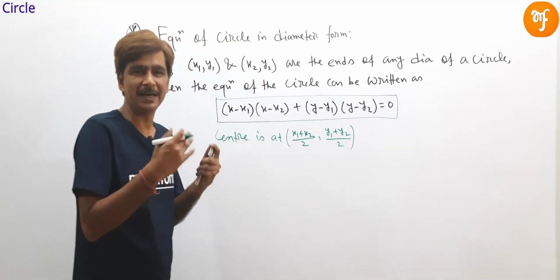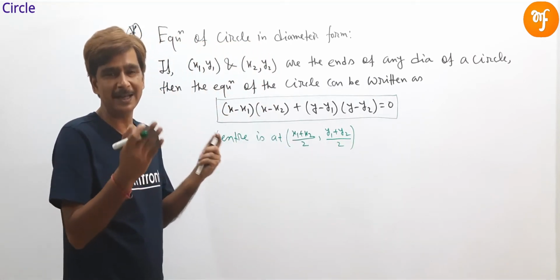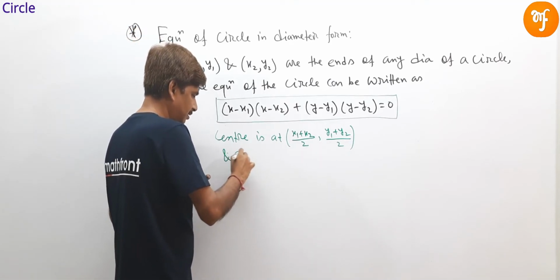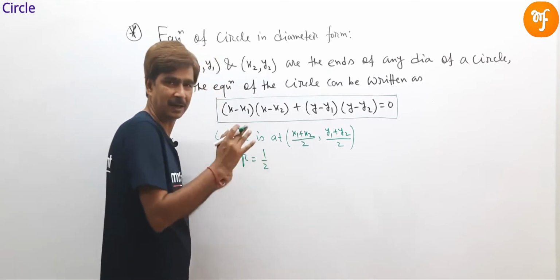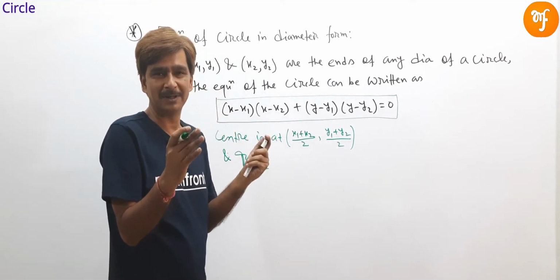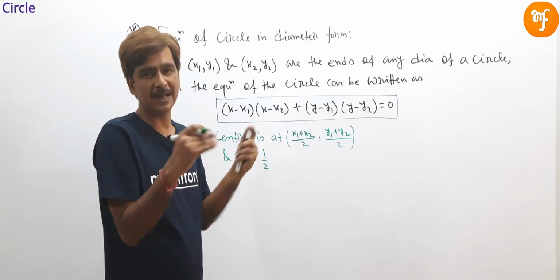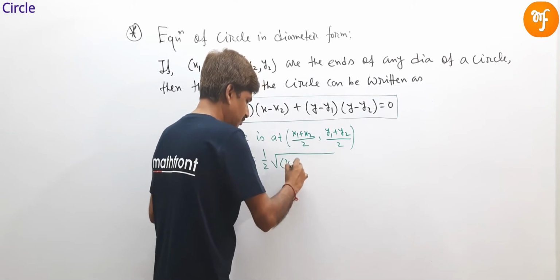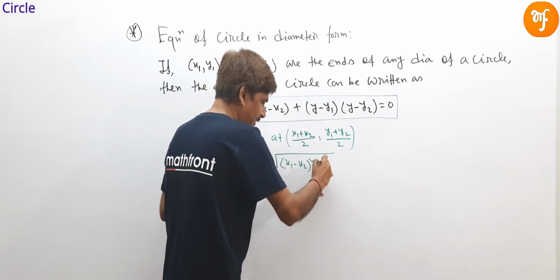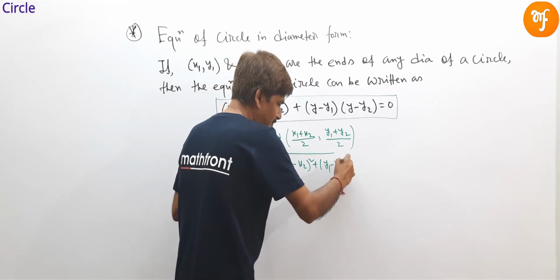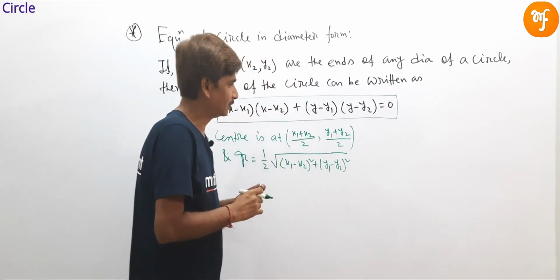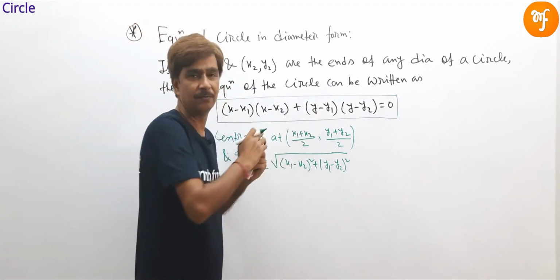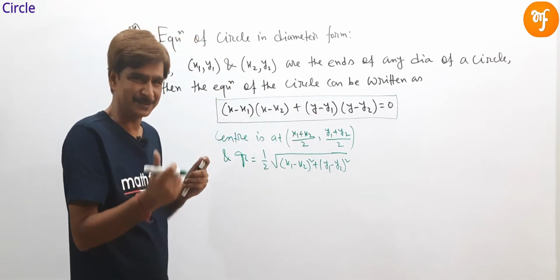And what will be the radius? Just half of the length of the diameter. That means, what is the length of the diameter? The distance between the ends of the diameter, so you can apply the distance formula, that is square root of x1 minus x2 whole square plus y1 minus y2 whole square. Now we have to prove how this equation of the circle comes. So let's have a look.